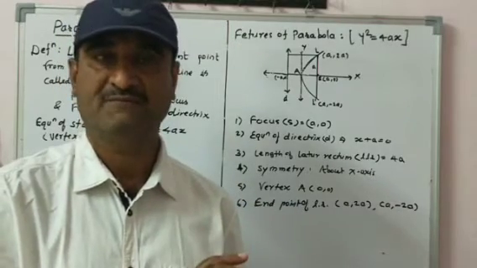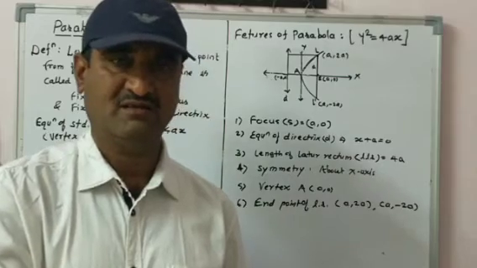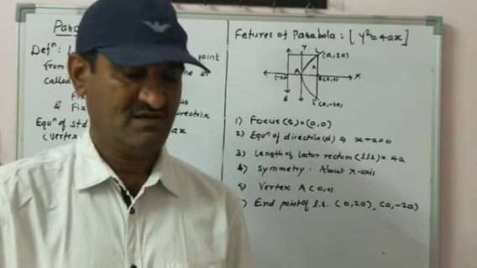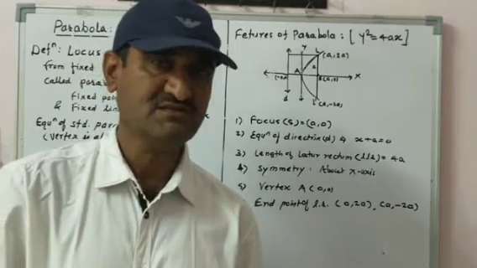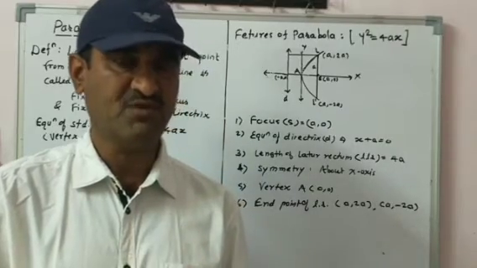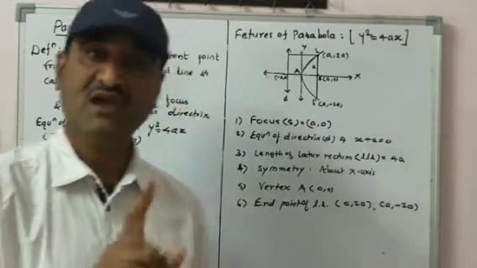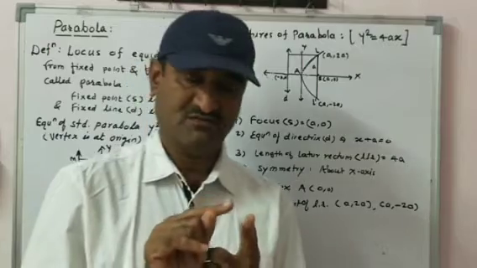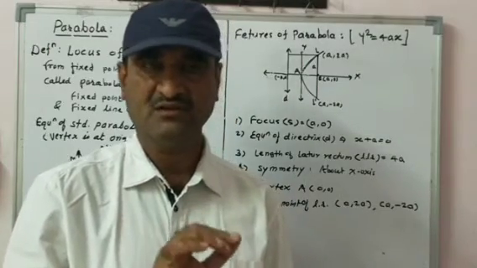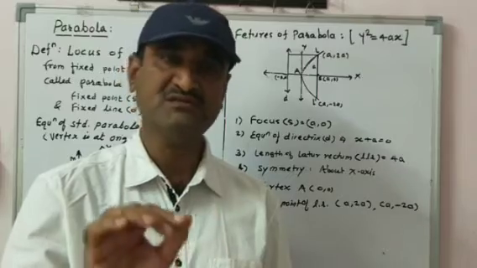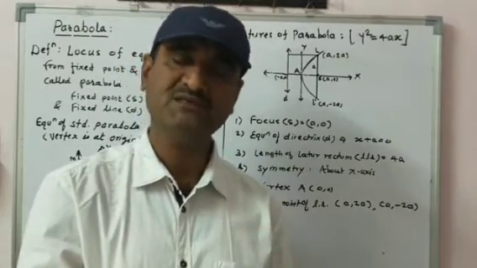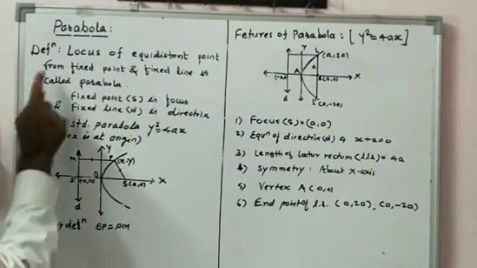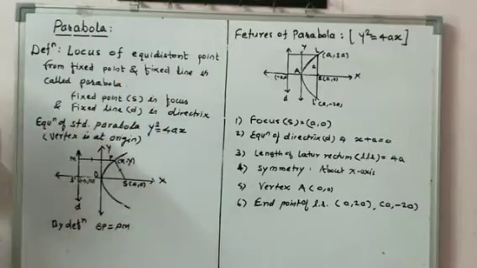That is a circle. But for a parabola, one more condition is added: the locus of a point equidistant from a fixed point and a fixed line. Means we add one line in the parabola. So what is the definition of parabola? The locus of a point equidistant from a fixed point and a fixed line is called a parabola.